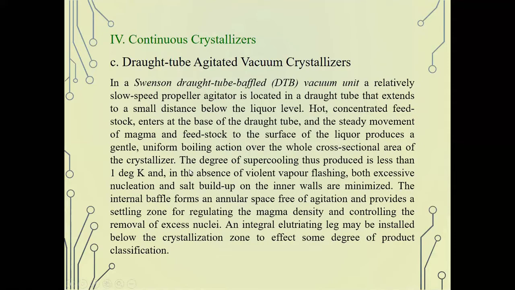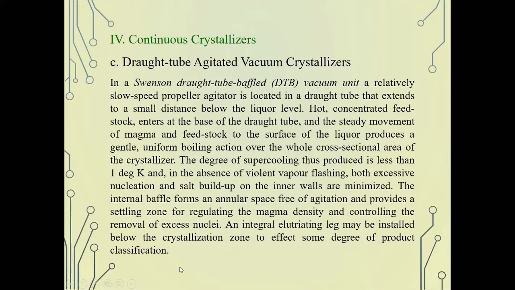For this crystallizer, the degree of supercooling produced is less than 1 degree Kelvin, and in the absence of violent vapor flushing, both excessive nucleation and salt buildup on the inner walls are minimized. The external baffle forms an annular space free of agitation and provides a settling zone for regulating the magma density and controlling the removal of excess nuclei. An integral elutriating leg may be installed below the crystallizing zone to effect some degree of product classification.